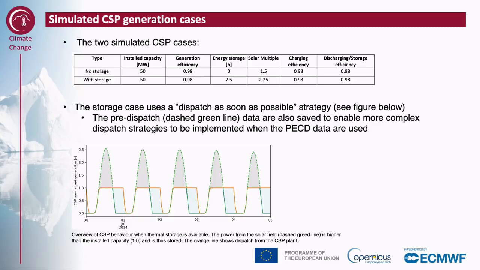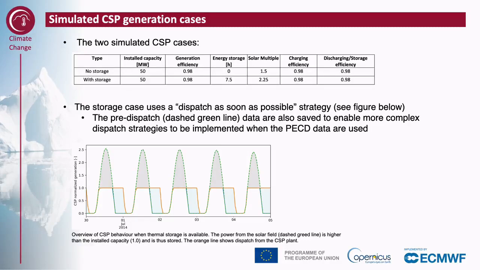It is important to note that the storage cases use a dispatch as soon as possible strategy. That can be seen in the figure below. The green dashed line shows the power from the solar field, which can be much higher than the installed capacity, so it cannot be dispatched directly, so it goes into the storage. But then the orange line shows that after we can dispatch, we dispatch as soon as possible. So there's no delay from when we have it in the storage and when we dispatch it.